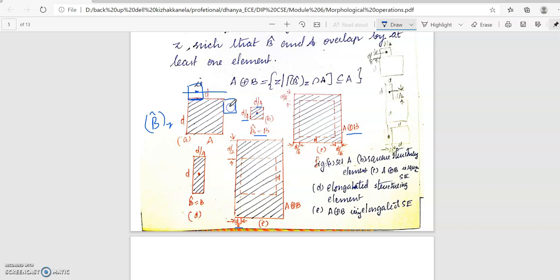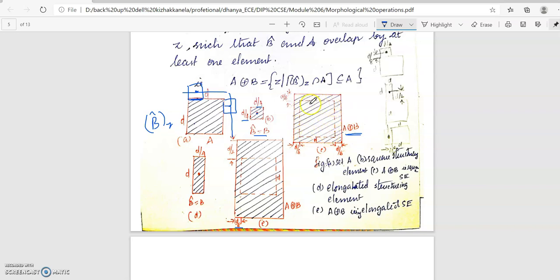if this is the center, again this B is sharing at least one point in common with A, so I can select these center points. Okay, so the total length is d by 4, so up to this it will be d by 8. So all the points d by 8 apart I can choose. So the result of a dilation B will be like this. That is a dotted rectangle.